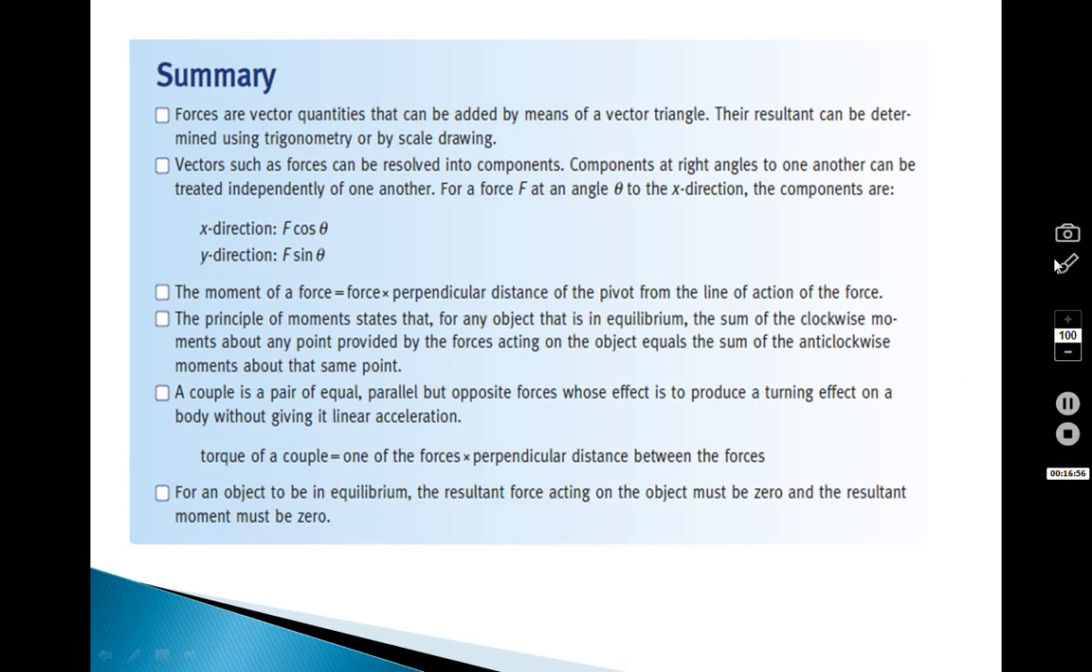Okay. Now we will take a summary of chapter number 4. These are the key points that cover the whole chapter. First, forces are vector quantities that can be added by means of a vector triangle, as we did in the last classes.